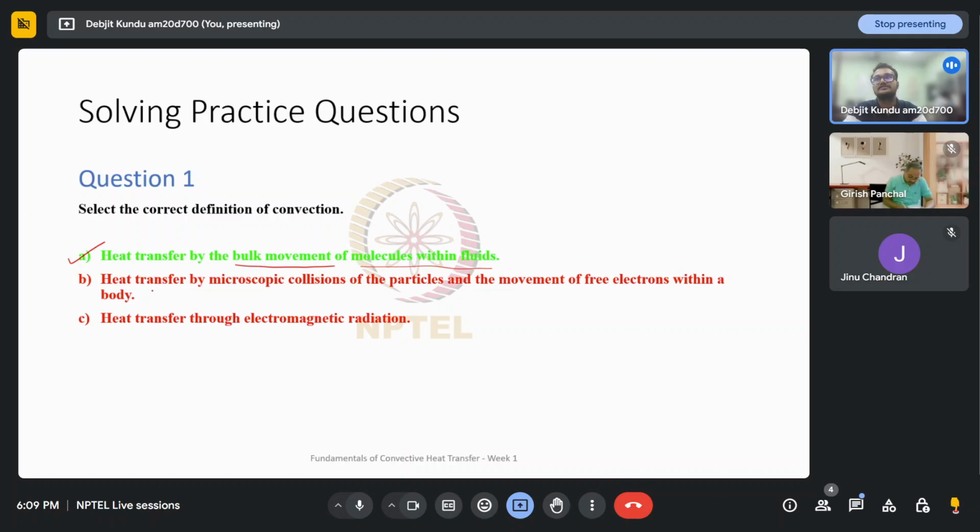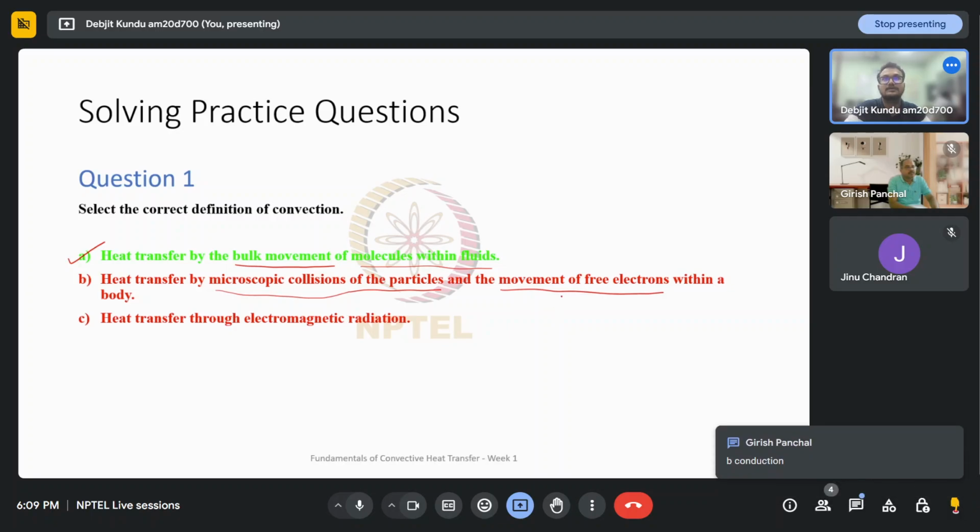Option B says that it's the heat transfer by microscopic collisions of particles and movement of free electrons within a body. Can anyone tell me what kind of mode of heat transfer it is? It's something other than convection, but what is it? Yeah, correct. So it is conduction.